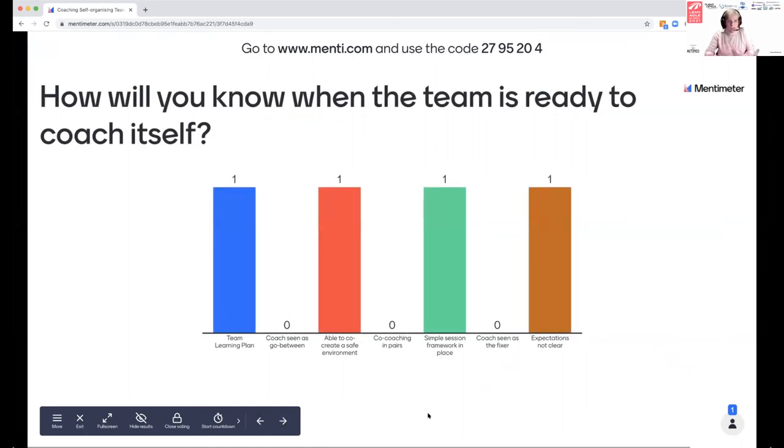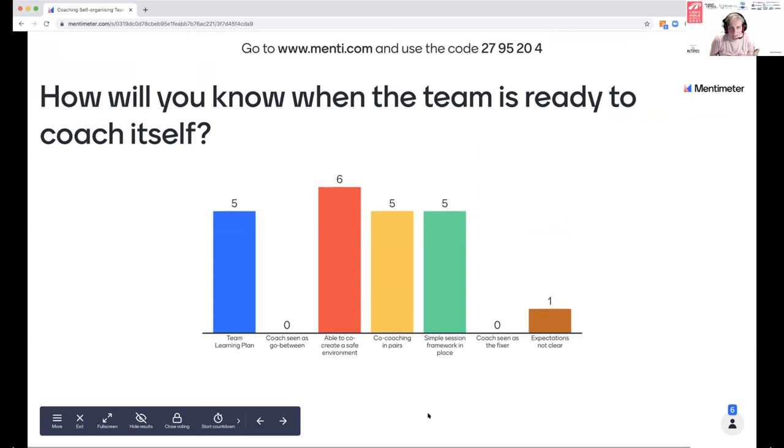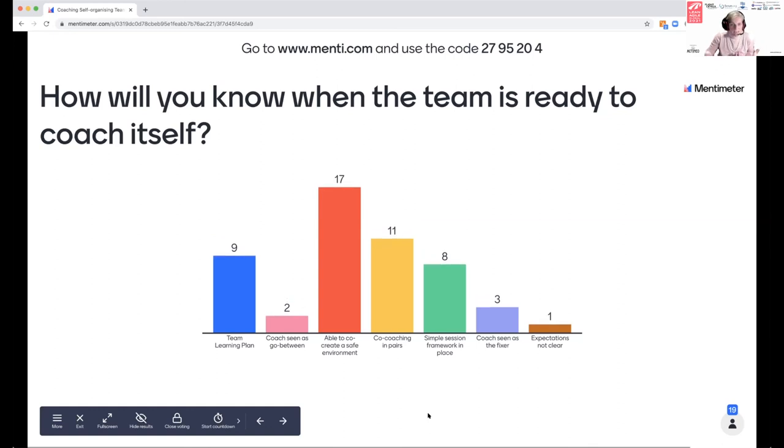So wrapping up now, based on what we've just talked through, how will you know when the team is ready to coach itself? And I think this is a multiple choice, so you can have up to four answers on this. Fantastic, okay, so we have four key ones that are running ahead. So when is the team ready? At the moment, we've got able to co-create a safe environment. We have co-coaching in pairs. We have a simple session framework in place, and we have a team learning plan. They seem to be the four main contenders.